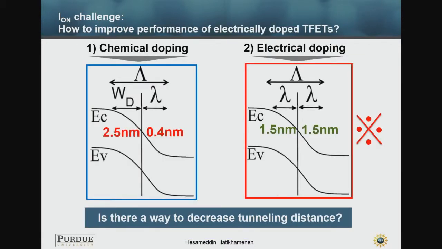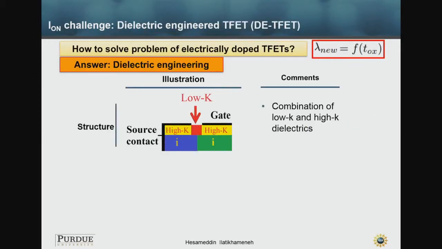So let's again review the problem. We talked about these depletion widths in the chemically doped devices. We tried to make 2 gates and make this p-n junction, but this lambda has changed. So is there a way to solve this problem and make this tunneling distance smaller so we can get high on current? What we did is a very simple idea: we put a low K material between these 2 gate regions.